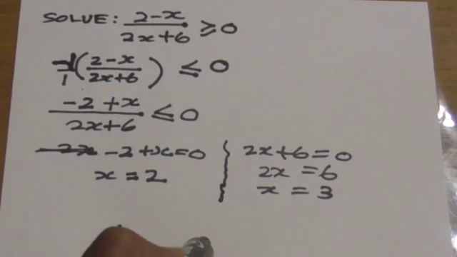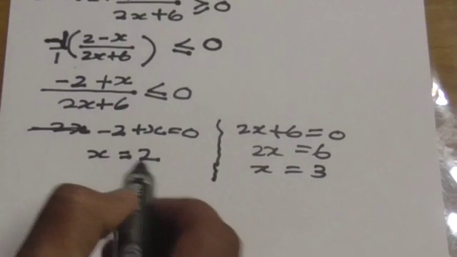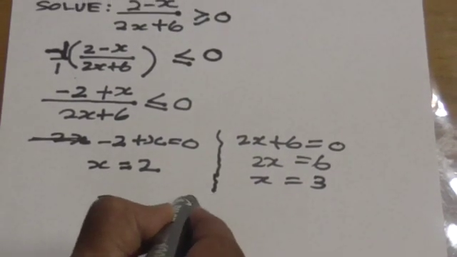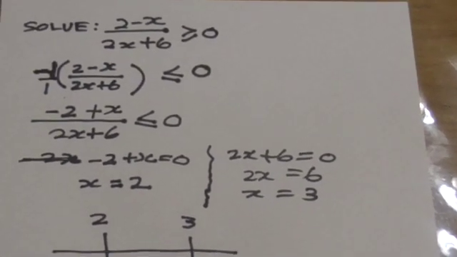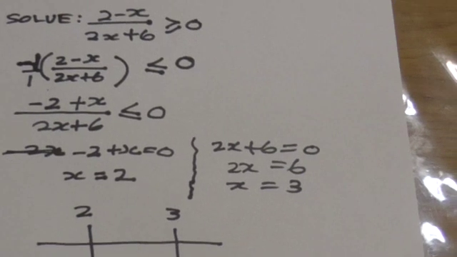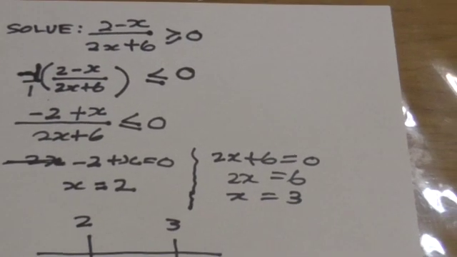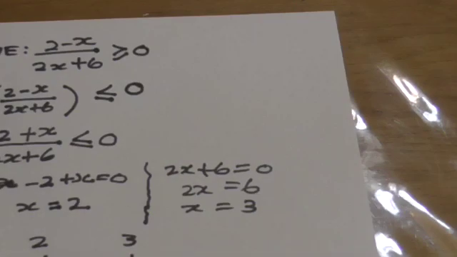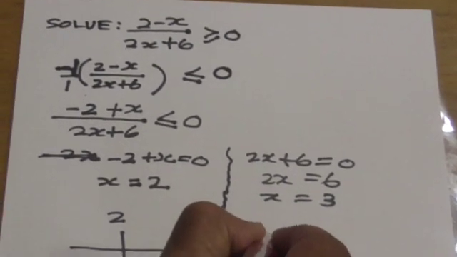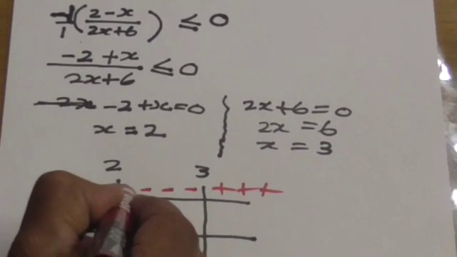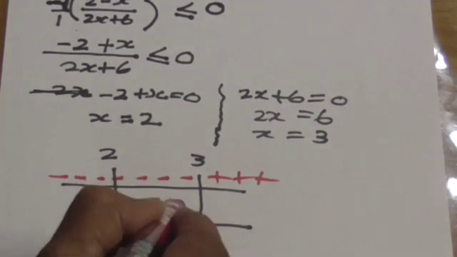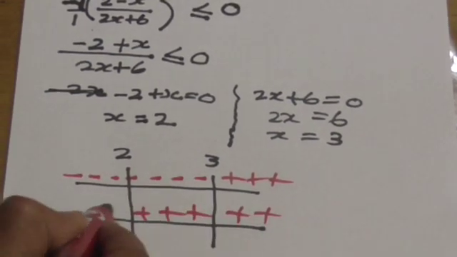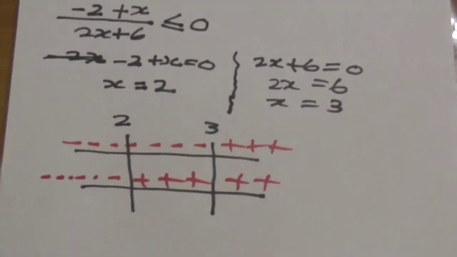Then we draw two verticals because we have two CVs and put the numbers according to the number line. Then you draw two horizontal lines. Then, according to the pattern system, on the right of 3 there will be positives, and on the left of 3 there will be negatives. On the right of 2 there will be positives. On the left of 2 there will be negatives.